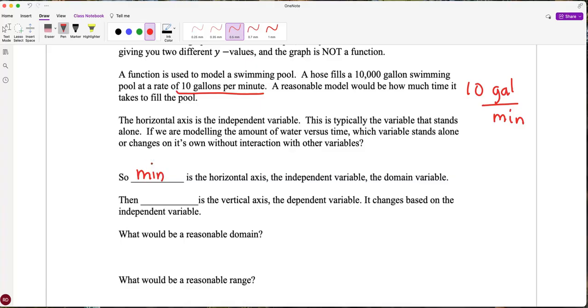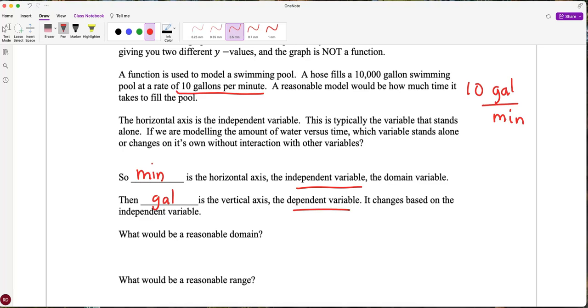So the horizontal axis is going to be the minutes, okay? That's called my independent variable. This is going to happen regardless. Time will march on, but I'm measuring how much water is in the pool. So the gallons, that's my vertical axis. The independent variable is your horizontal axis, that's going to be minutes. The gallons is your vertical, or your dependent variable, okay?